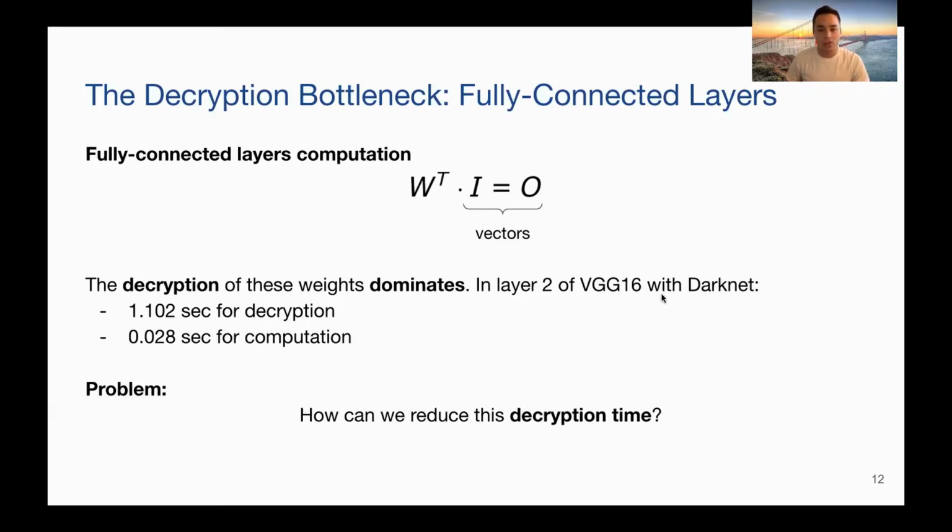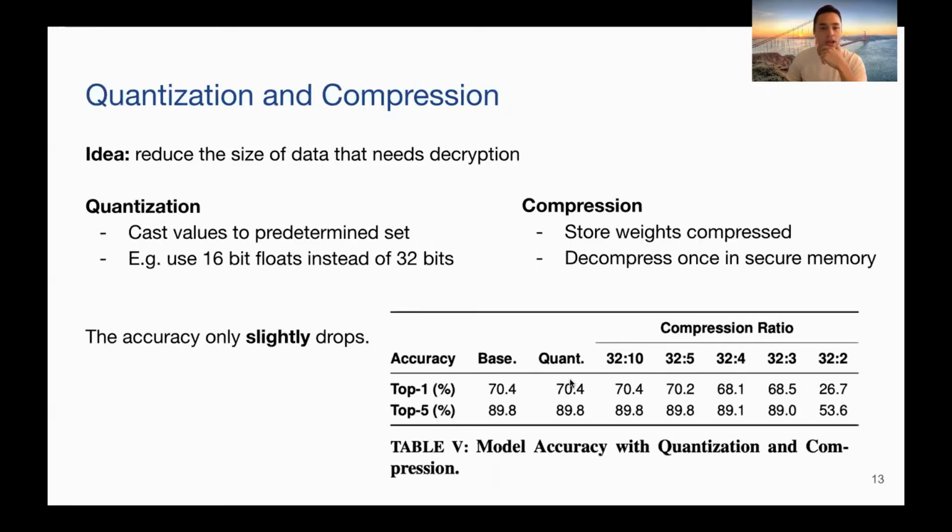For example, in layer 2 of VGG, with the darknet implementation, we observed 1.1 seconds just for decryption, and then 28 milliseconds for computation, which is much slower than just computing, obviously. So the problem here is, how can we reduce the decryption time? We could try to accelerate the decryption rate, but that would require access to the hardware and to modify it. So instead, we'll focus on a different approach, and we will try to reduce the size of the data that needs decryption. To do so, we use quantization and compression.